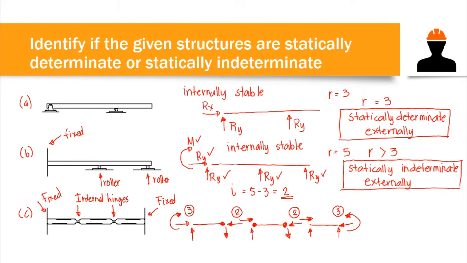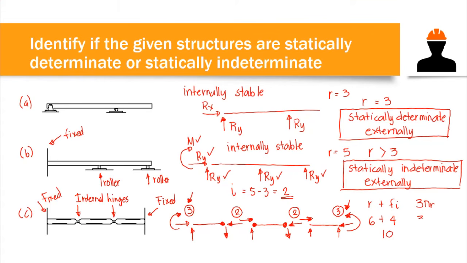Now, we have the formula R plus Fi, compared with 3 times the number of rigid members. The number of reactions here, since we have 2 supports, is 6 reactions: 3 from the left support and 3 from the right support, plus the internal forces. We have 2 internal hinges, and each internal hinge has 2 internal forces, so we have 4 internal forces overall. So we have 6 plus 4, that is 10.